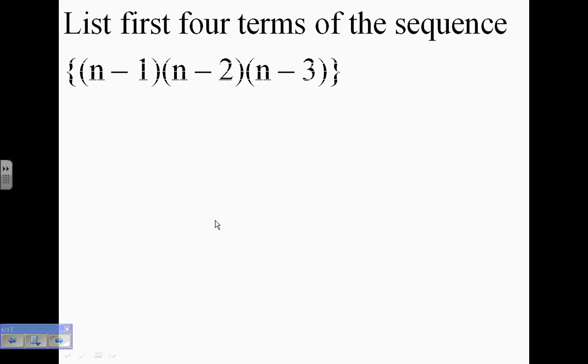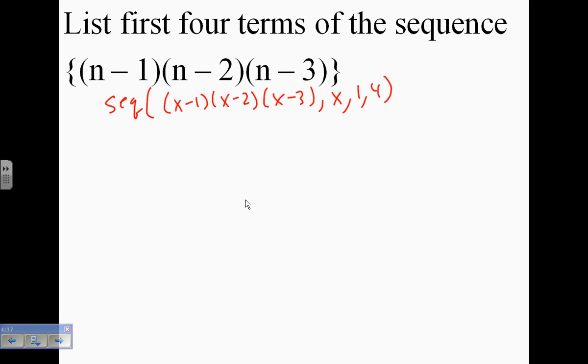Try this one. N minus 1, N minus 2, N minus 3. If you want, you can use a TI. You can do sequence, parentheses, x minus 1, x minus 2, x minus 3, x, 1, 4, close it off. You'll need that many parentheses because if you don't, you'll have an argument error. An argument error is from your lack of parentheses.